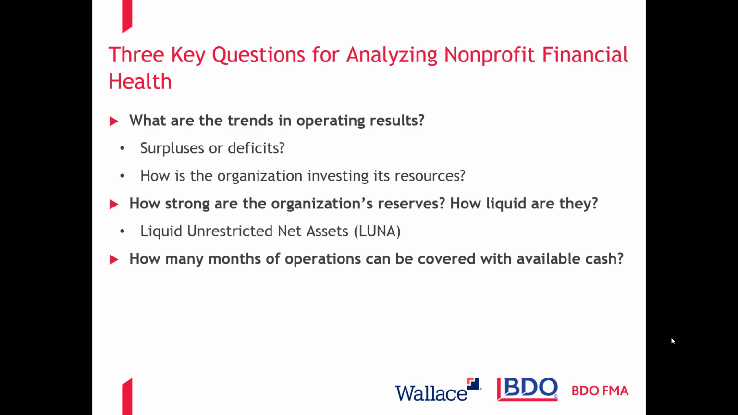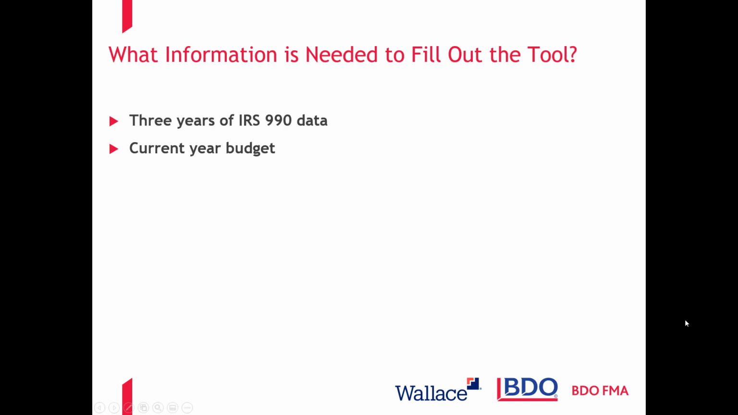A key question about the tool is, what information do I need to fill it out? Our tool looks from the past to the future. So that means you're going to need to have your organization's IRS Form 990, 3 years worth, to give you a sense of what the past financial performance has been. And then you're also going to need to have your organization's current operating budget to give us a sense of what present and future projection is.